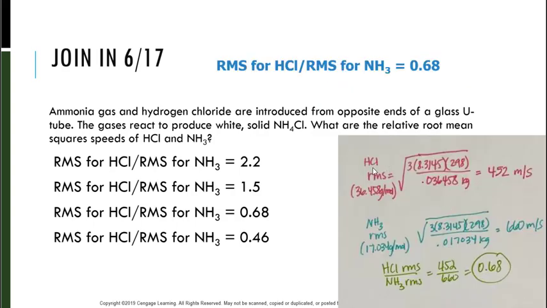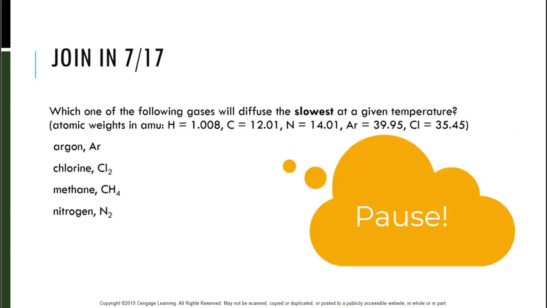I looked up the equation for RMS, and I found the molar mass for HCl and the molar mass for NH3. So I found the RMS for HCl, found the RMS for NH3, and this was showing the RMS for HCl divided by RMS for NH3. So when I did HCl divided by NH3, I got 0.68. Pause here.